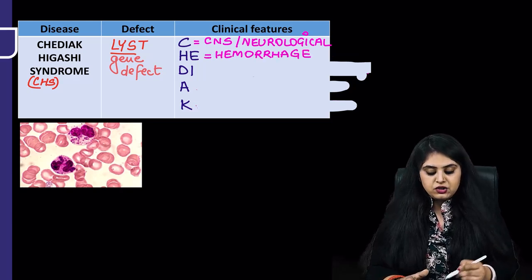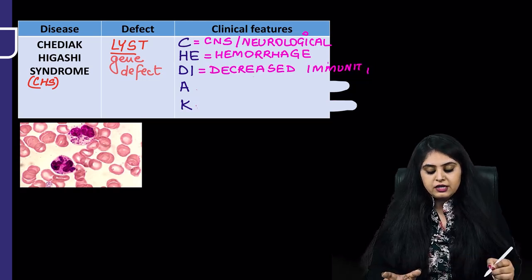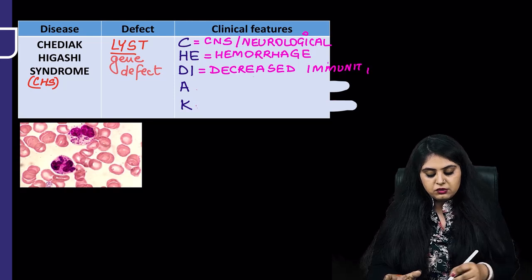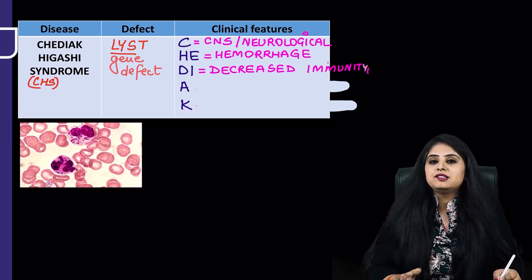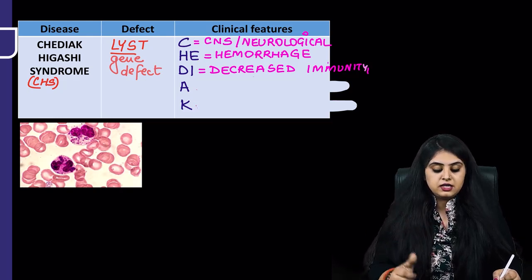Coming to the next, HE for hemorrhage. There will be bleeding from many sites. DI for decreased immunity. So please note, decreased immunity means the mother will say my child is having ear infection, throat infection, pneumonia, lots of infections again and again.